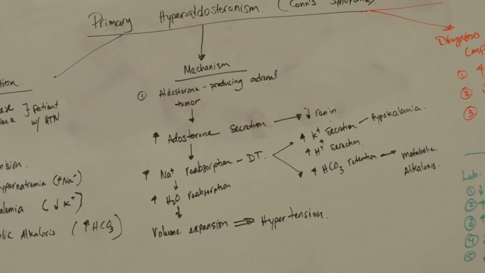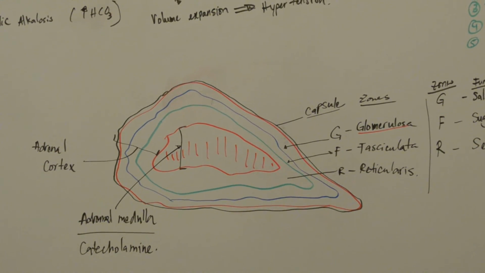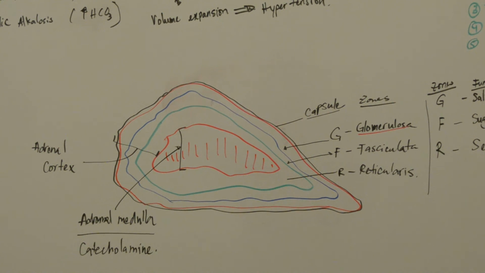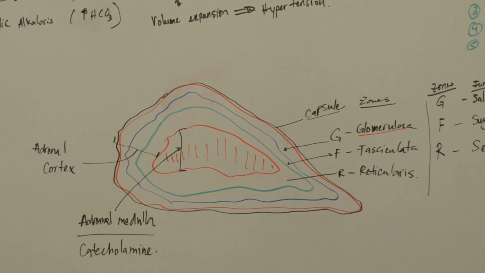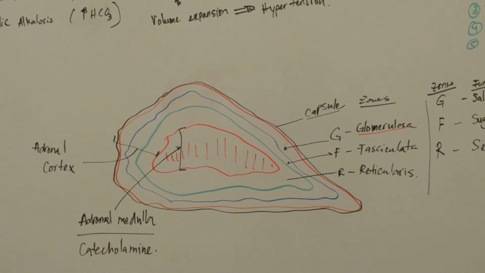What's the mechanism of Conn's syndrome? It is caused by aldosterone-producing adrenal tumors. So let's look at the adrenal glands right here. We will take a closer look at the adrenal gland later, but I just want to give an overview. The adrenal gland has the capsule right here, the capsule that goes around the adrenal gland, and it has the adrenal cortex. The adrenal cortex has 3 layers: glomerulosa, fasciculata, and reticularis, and the medulla, and each layer produces different hormones.